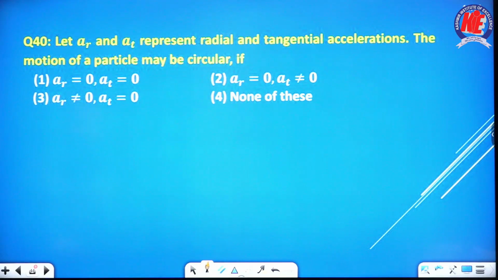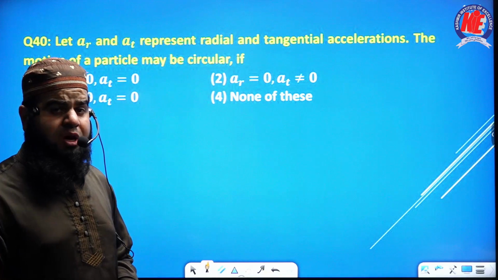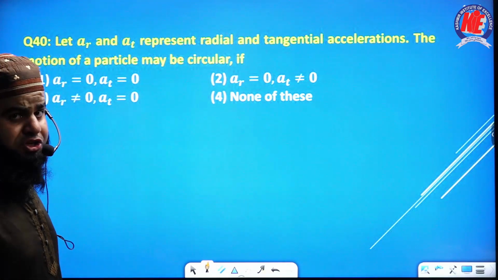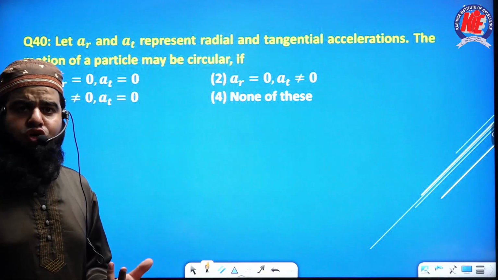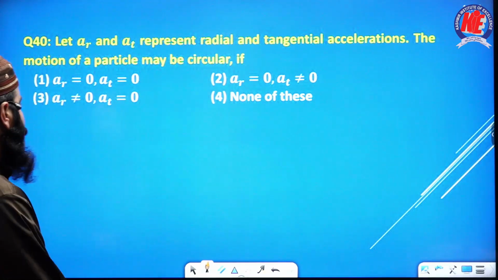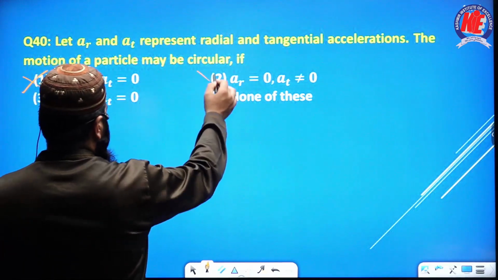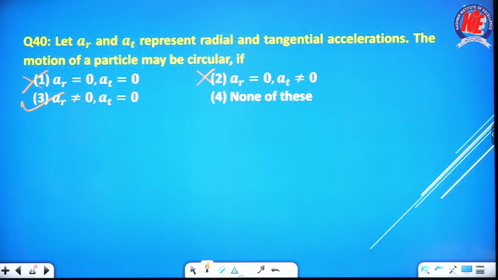Let AR and AT represent radial and tangential acceleration. The motion of the particle may be circular if, my dear, for circular motion a change of direction is essential. So A radial should be non-zero. A tangential may be zero or may not be zero, depending upon whether the motion is uniform circular or non-uniform. So if A radial is 0, sorry, the motion cannot be circular. However, if A radial is non-zero, the motion is going to be circular.